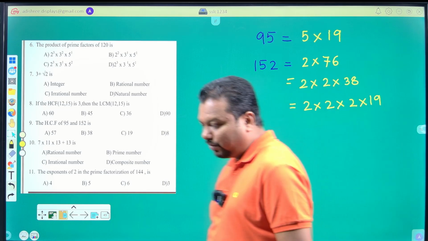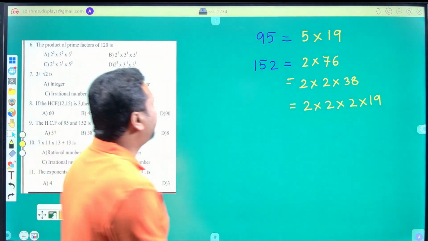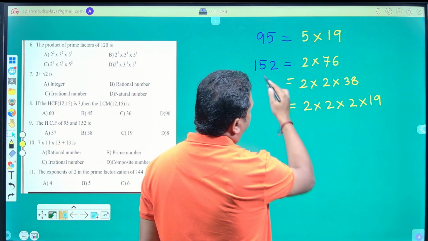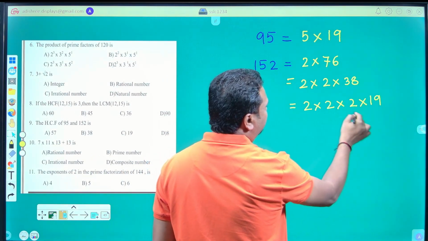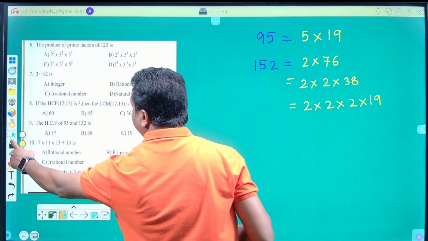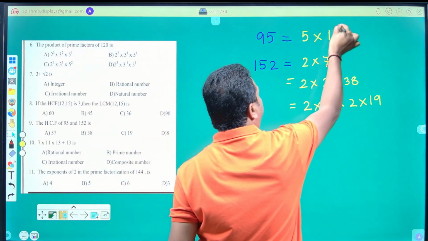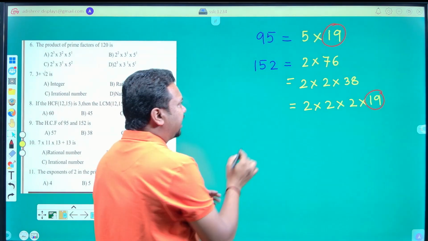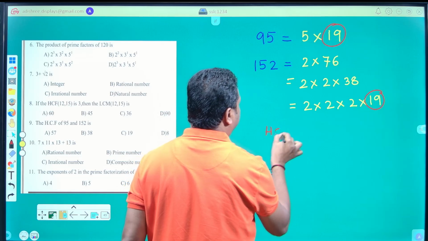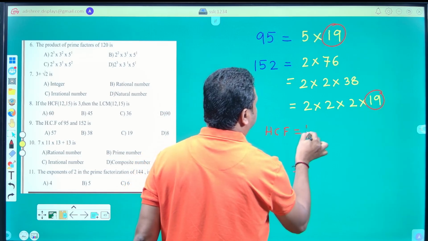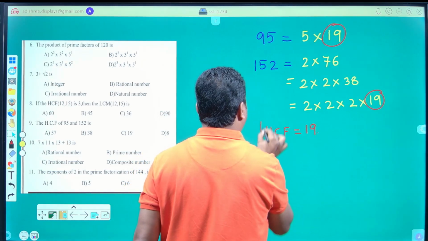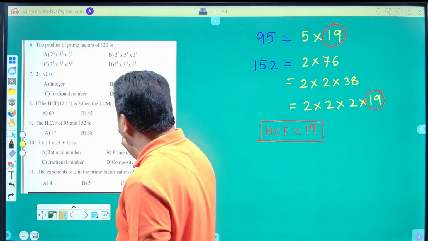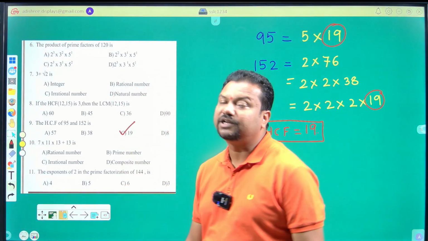So what you can observe: the prime factors of 95 are 5 into 19. The prime factors of 152 are 2 into 2 into 2 into 19. Which is the common element over here? 19 is the common element. Hence, the HCF of the two numbers is 19. So what should be your answer in this case? 19 is the right answer.